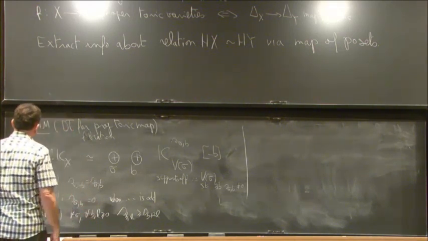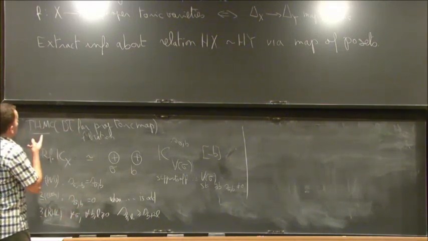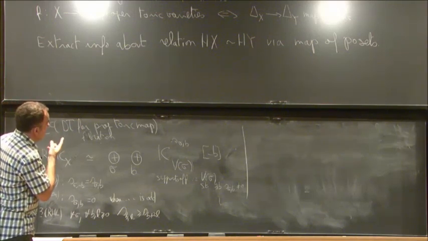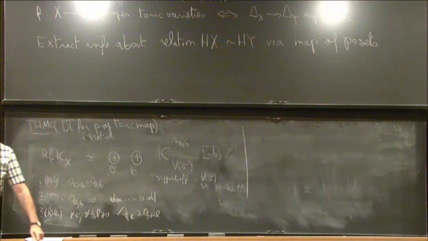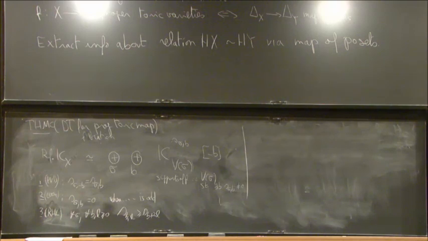Now, I repackage this to give an answer to the original question, extracting information about the relation between the intersection cohomology of the variety and of the fibers.